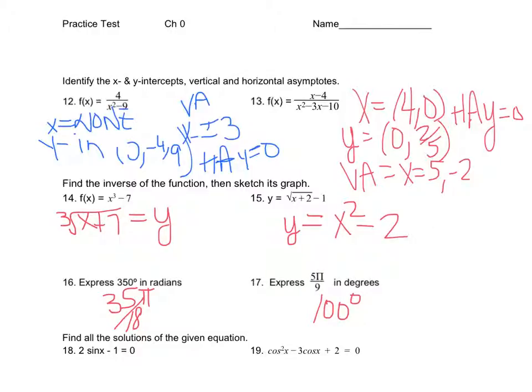Okay, so for 15, if you just switch x and y, you have x equals the square root of y plus 2, and then it's a minus 1 on the outside of the square root. So the first thing you're going to do is add 1. So I added 1.